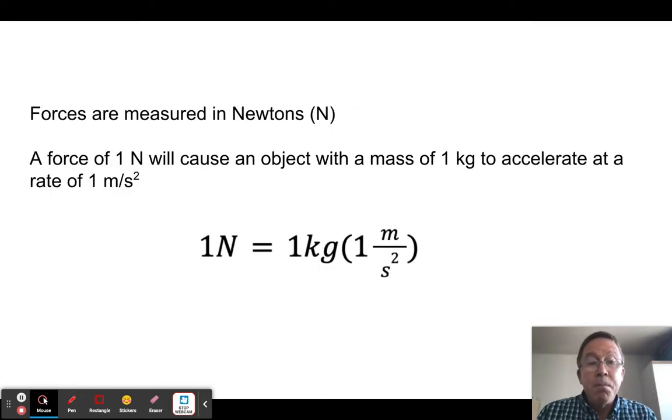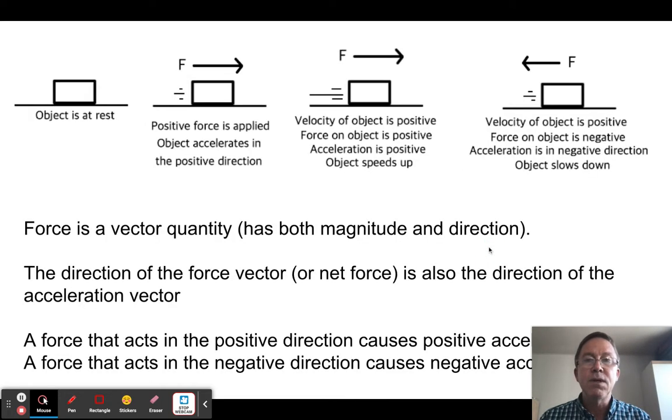Now, we're obviously going to have to measure forces, and the unit we use for measuring forces is the Newton, named after Sir Isaac Newton, who basically invented classical physics, including the concept of force. So, our definition of 1 Newton will be this: 1 Newton of force, which we abbreviate with a capital N, is equal to the amount of force necessary to make 1 kilogram of matter accelerate at a rate of 1 meter per second squared. So, that is by definition what a Newton is.